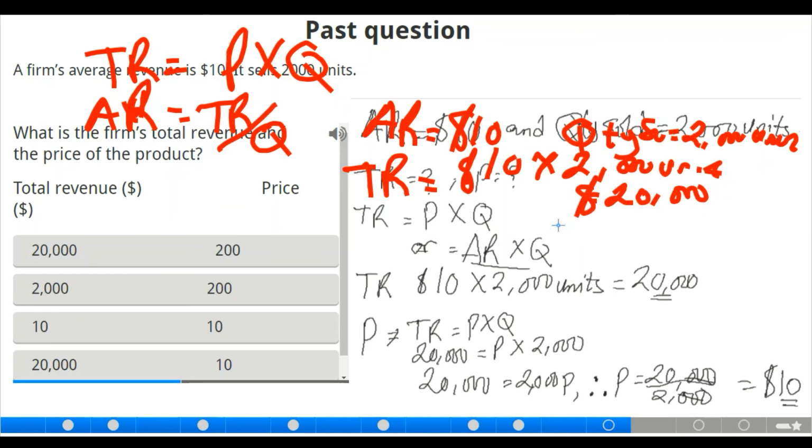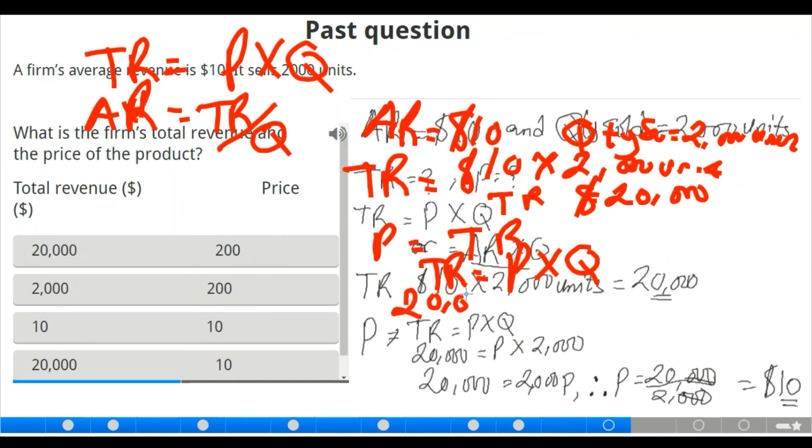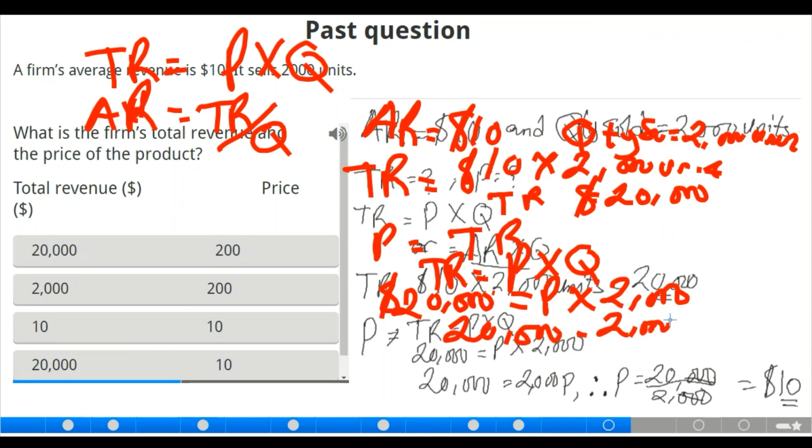We have $20,000. Now, if you want to get our price here, we have known our total revenue to be what? 20,000. Now, for us to get our price, since our total revenue is P multiplied by Q, and the total revenue is $20,000, equals, we are not given price, we are looking for our price multiplied by the quantity, and our quantity is what? 2,000 units. Here we now have 20,000 equals 2,000 P. Now for us to get our price, we have $20,000 divided by 2,000 units. Here we have what? We have $10 to be our price.